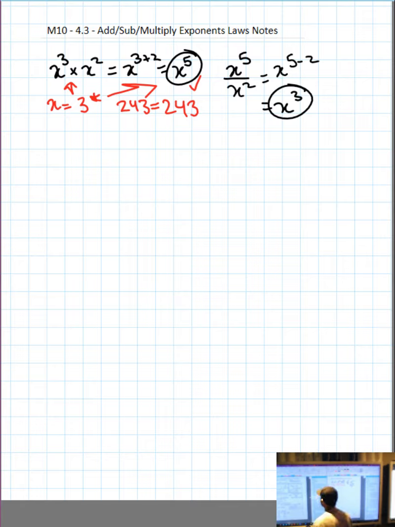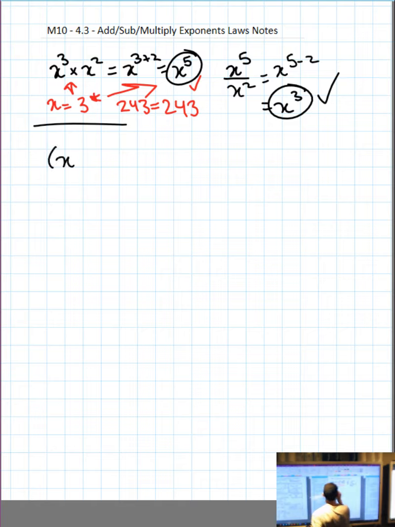Pick an x value, substitute it in to the question and the answer. Make sure they're the same. Check mark. It allows you to figure out, either on a test or by yourself, that you did something wrong and that you need to figure out how to do it correctly. Okay, so that's multiplying with the same base. We add the exponents, and dividing with the same base, we subtract the exponents. Let's now take a look at exponents to exponents.